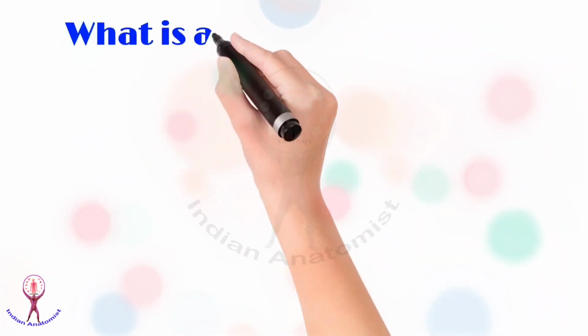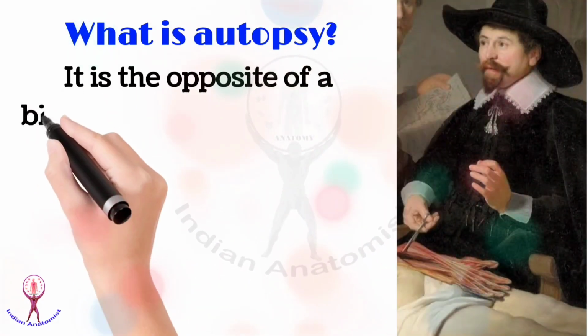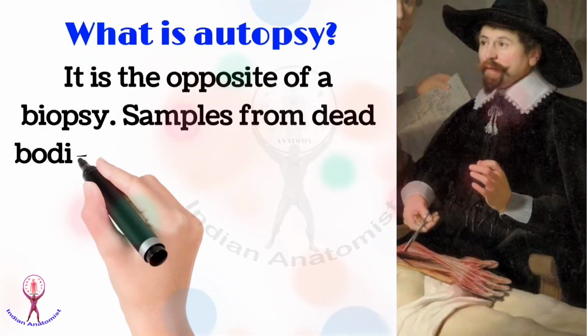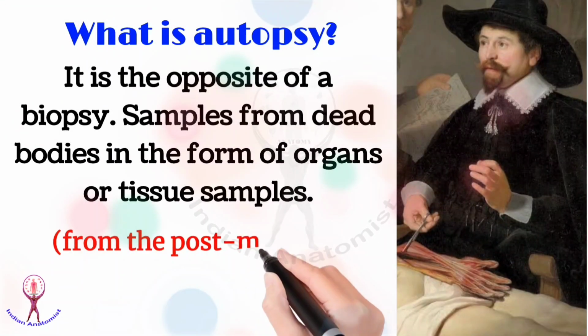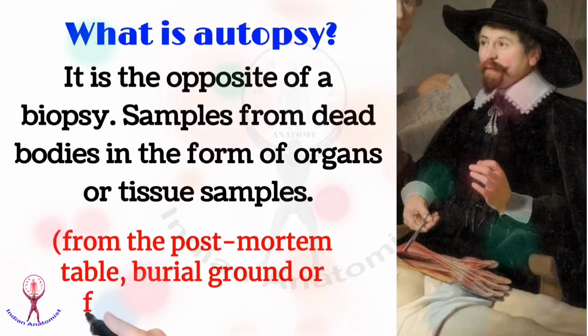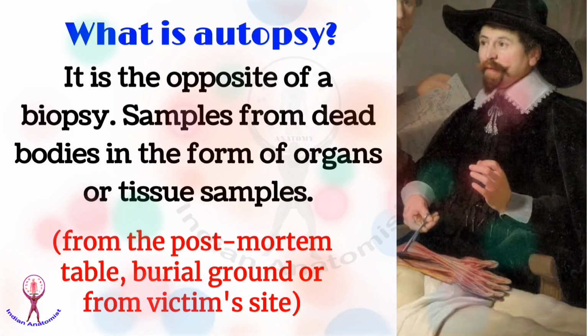What is autopsy? Autopsy is the opposite of a biopsy. How? Samples are taken from dead bodies in the form of organs or tissue samples. For example, the samples are obtained from post-mortem tissues, burial ground tissues, or from the victim's site.